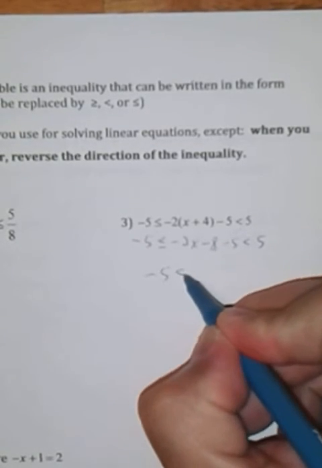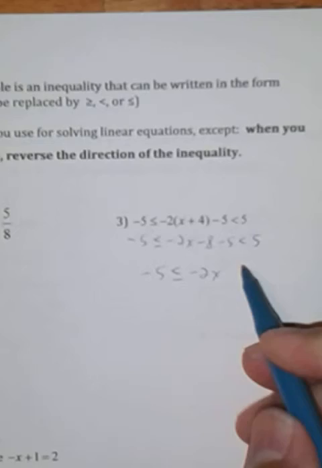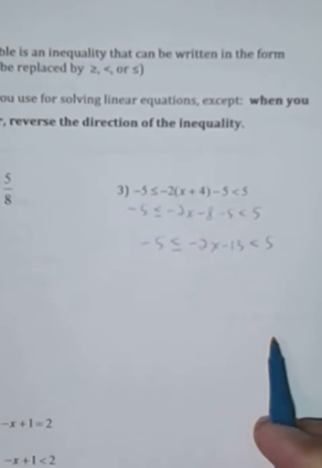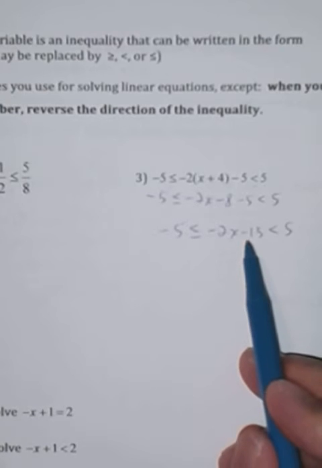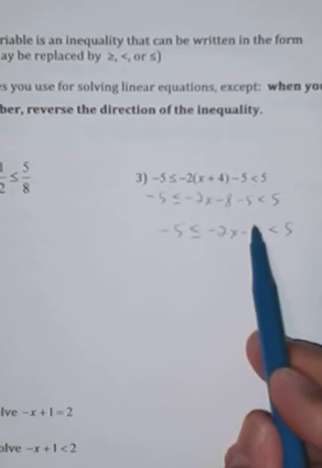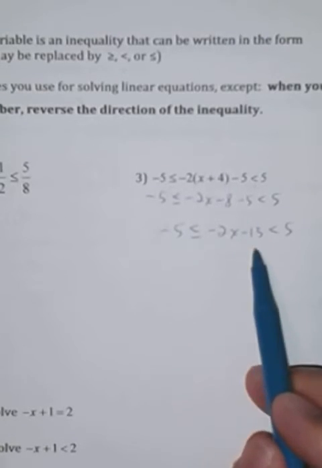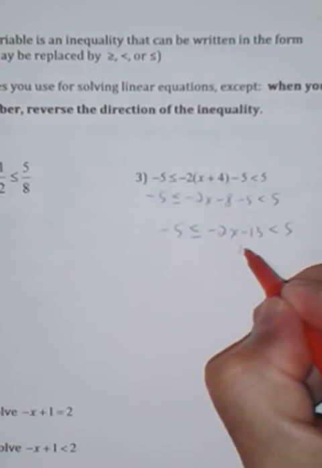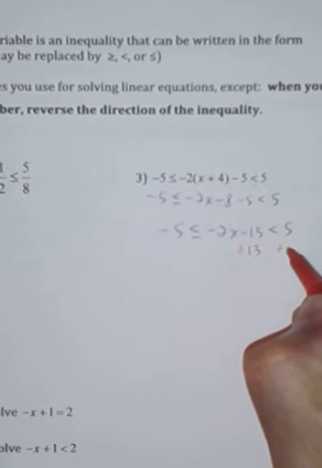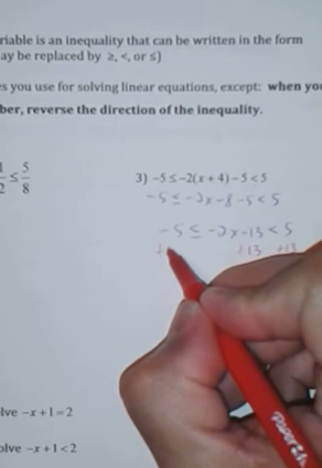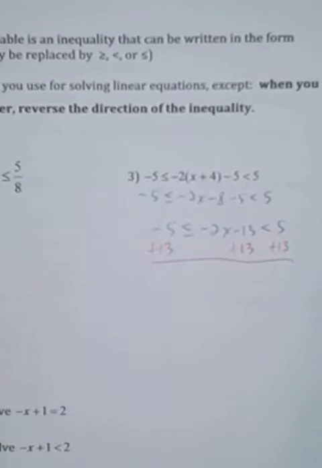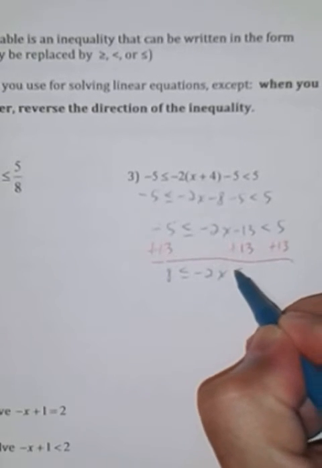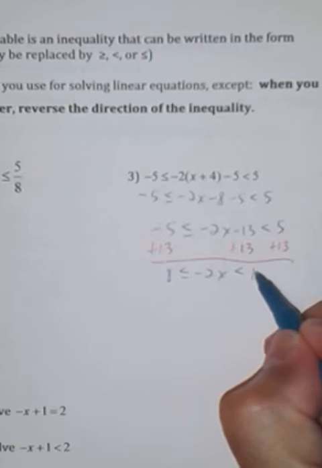And so my 3 parts, when I simplify, -8 minus 5 is -13. Okay, so now I'm going to start solving. So first I'm going to add 13. Notice I concentrate on the x part right there. I need to add 13. So I'm going to add 13 to the middle portion, to the right-hand side, and to the left-hand side. Okay, 3 places. This will be a less than or equal to -2, x is less than 18.